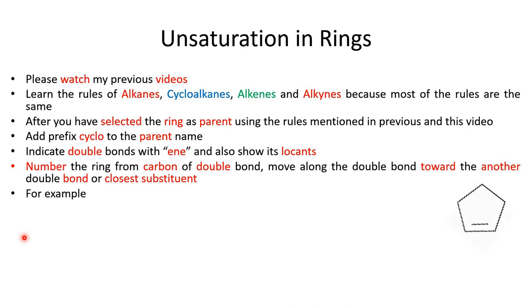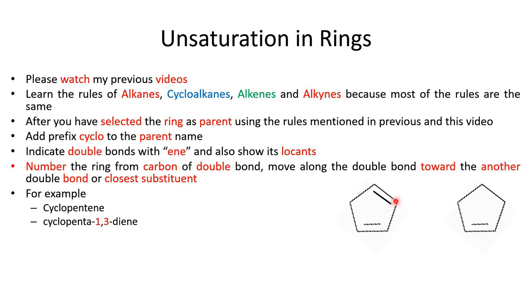For example, this is a ring compound with a single double bond. The name of this compound will be cyclopentene, because this ring contains 5 carbons and only 1 double bond, that's why you don't need to show the position of that double bond. This compound has 2 double bonds and it has 5 carbons in its ring. The name of this compound will be cyclopenta-1,3-diene. One of the double bonds will be present at carbon number 1 because you will have to start from this carbon or from this carbon. If you start from this carbon, 1, 2, 3, the next double bond will be at carbon number 3.